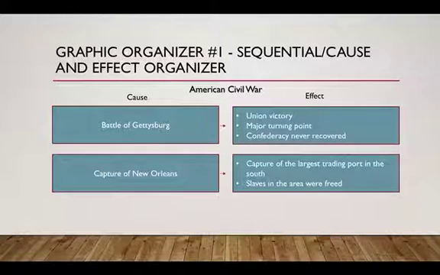First is the sequential / cause and effect organizer. This organizer can take several different events and discuss how they are related sequentially. For example, I've made one here about the American Civil War, talking about the causes and effects of the Battle of Gettysburg and the capture of New Orleans. So as you can see, details can easily be added.